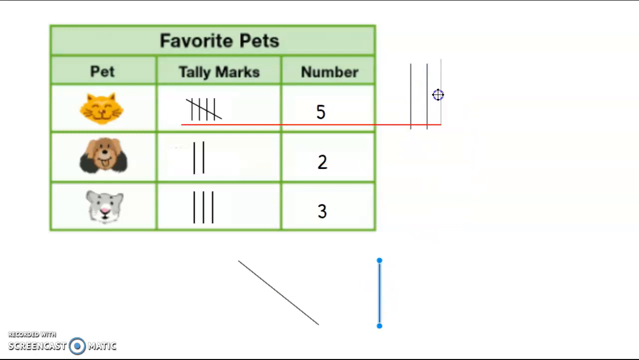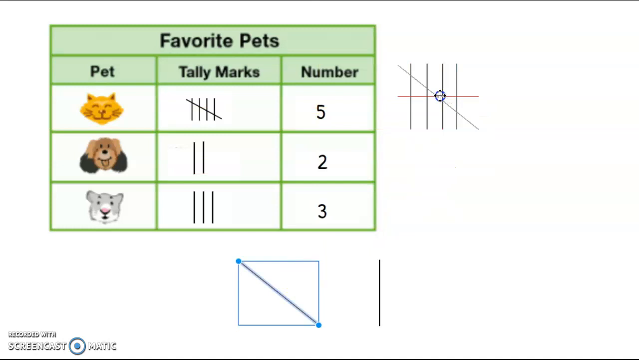And once I get to 4 people who have said cat, the next person I'm going to do is I'm going to cross those 4 off with a diagonal mark. So I know that when I look at a picture that looks like this, it means 5. So every time I see a picture that looks like this, it means that counts for 5. And pretty soon I'll be able to count by 5s, 5, 10, 15, and it will help me gather data a little bit more quickly.